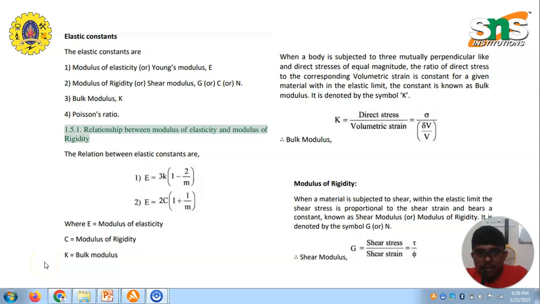Hey guys, in continuation with the previous session, I am going to carry out some extensions in this elastic constant. As we already discussed, we have different kinds of elastic constants to understand the material's behavior. According to the material deformation, these elastic constants are calculated. The first elastic constant we know is the modulus of elasticity.